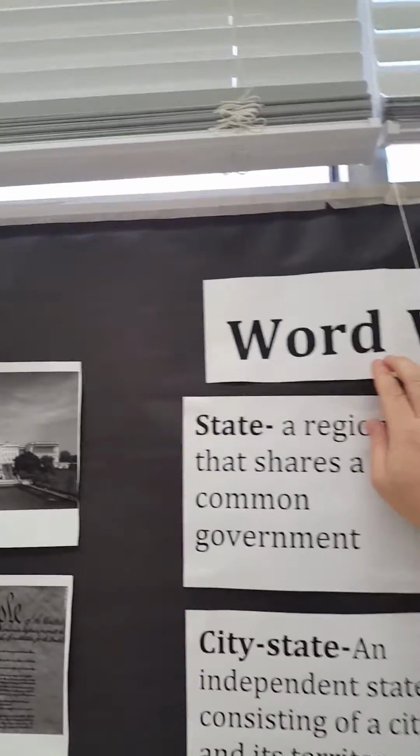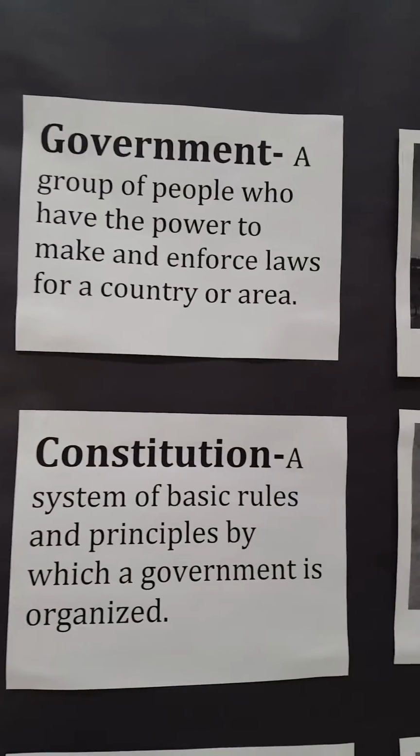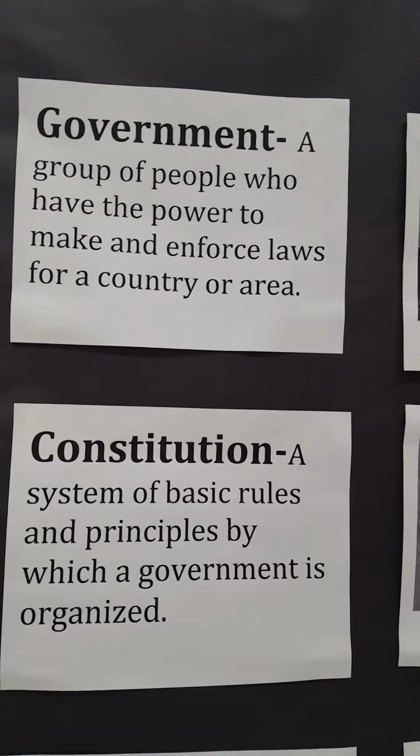So here we are at the word wall, and we're going to look from our word wall over to government. A government is a group of people who have the power to make and enforce laws for a country or area.